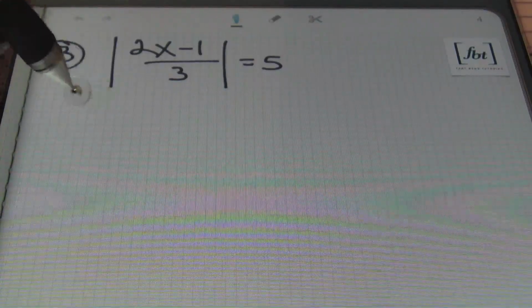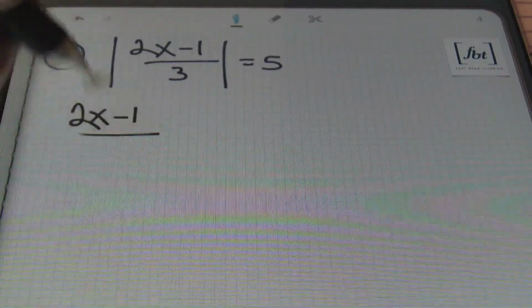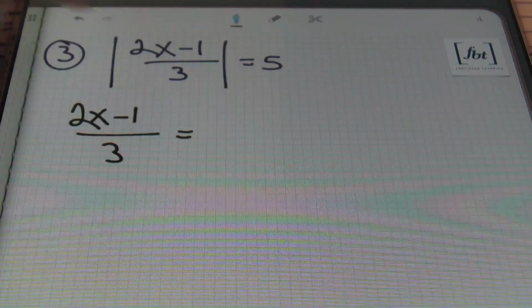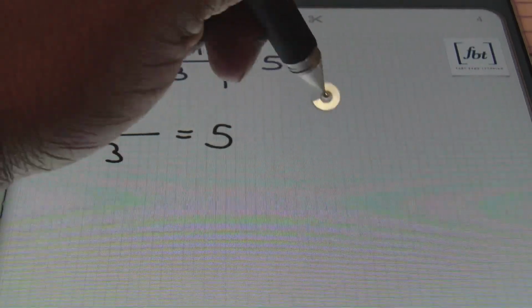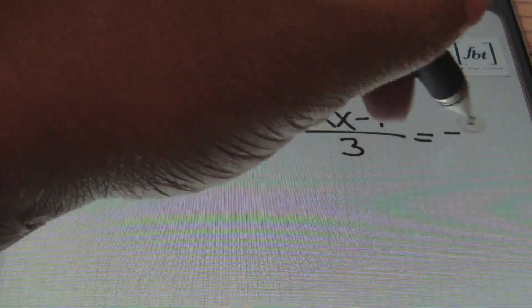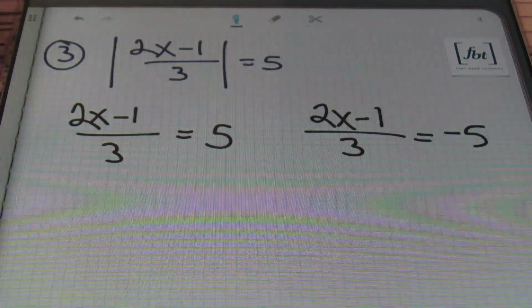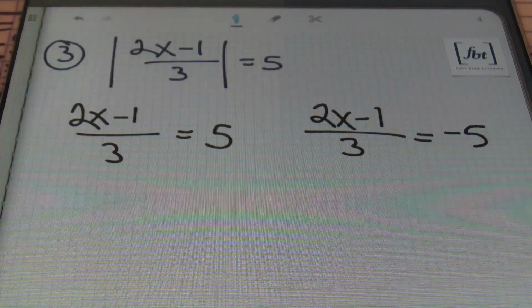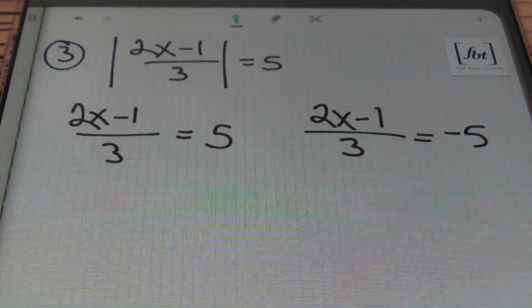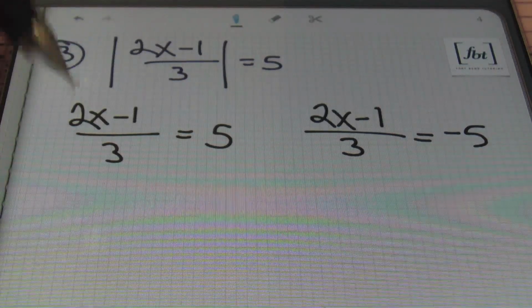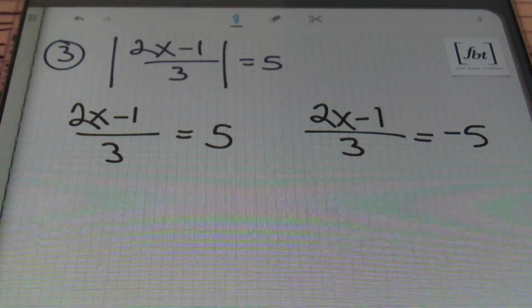The first, I'll have 2x minus 1, in other words, just dropping those absolute value symbols. 2x minus 1 divided by 3 equals 5, and I'll also have 2x minus 1 divided by 3 equals negative 5. Remember, you'll need 2 equations, one to take care of coming from the right of 0 and the other one to take care of coming from the left of 0 to have a distance of 5 from 0. So from there, I'm going to choose to multiply both sides here by my denominator of 3.